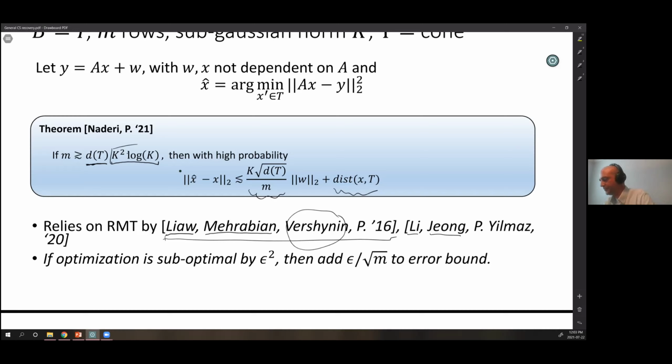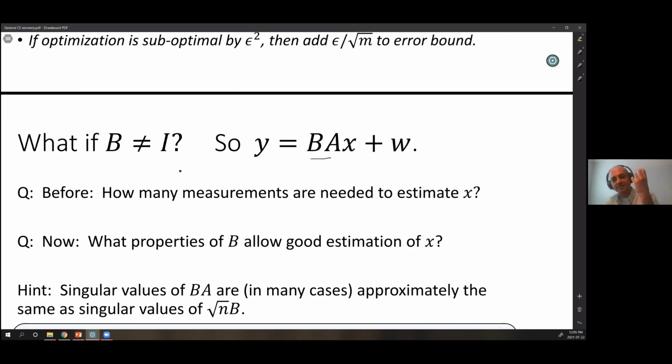What if B does not equal identity? So we're back to this setting. Before, one would ask how many measurements are needed to estimate X. Now that question needs to change to what properties of B would allow good estimation of X. So let's think about this. If B were the all zeros matrix, of course, we could not estimate X. If B were a projection, say, onto one dimension less, it would be as if we got one less measurement. And more generally, if B has, say, singular values that are decaying, you would think maybe for the large singular values, that's like one measurement. And as the singular values go close to zero, those measurements don't count anymore.